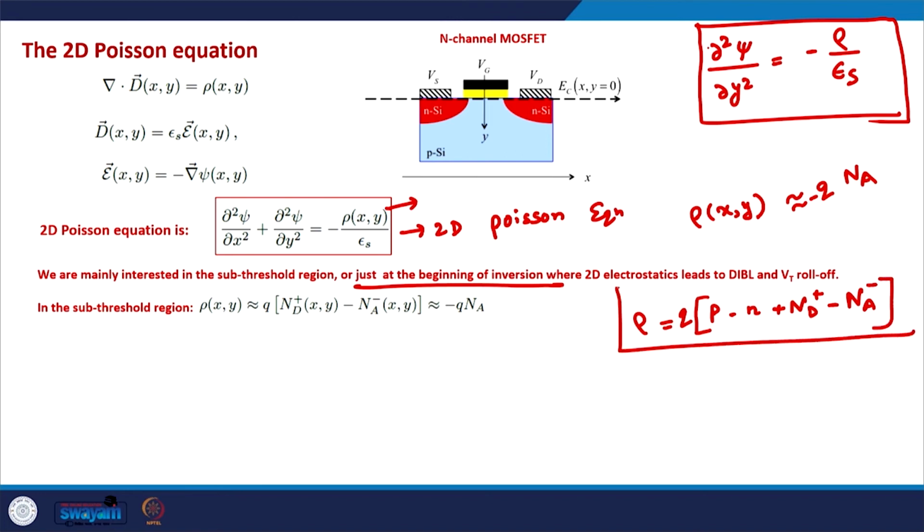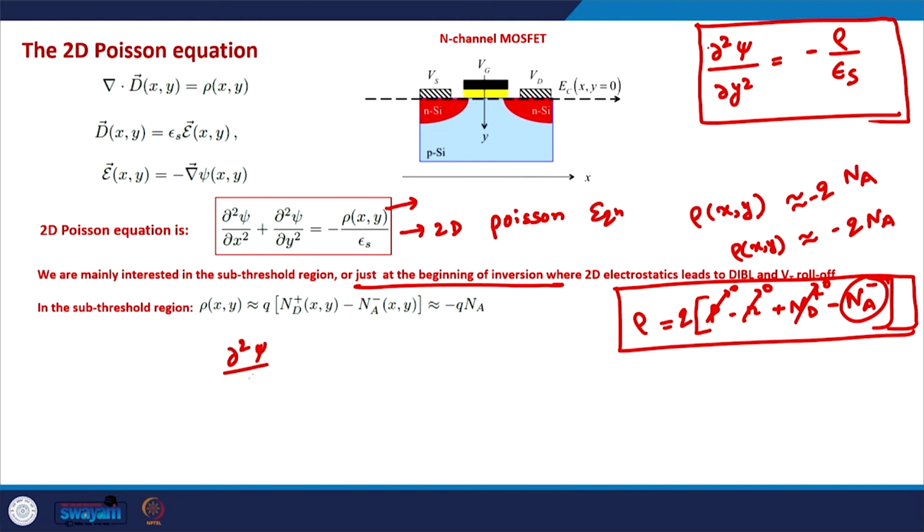So, generally this is the space charge density in the semiconductor, but just at the beginning of the inversion, this is 0, this is 0, and we are assuming the p-type semiconductor. In that case, this is also 0. So, what is left is only this, and we assume the total ionization of the acceptor atoms, which means that this rho xy is equal to minus q Na. So, the right hand side becomes del 2 psi by del x square plus del 2 psi by del y square is equal to q Na by epsilon s.